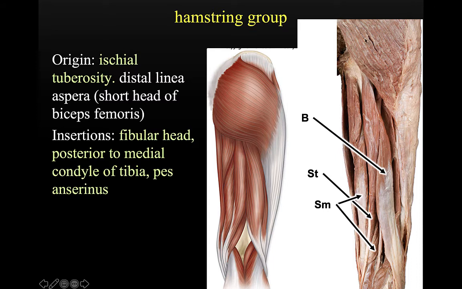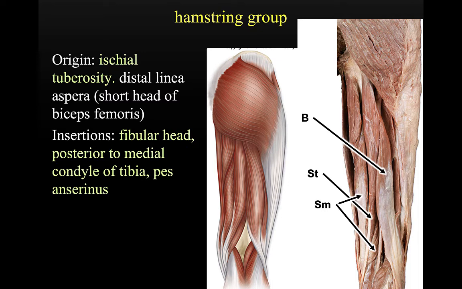Now, the ischial tuberosity is slightly underneath the gluteus maximus, so we can have a little bit of difficulty seeing that. Peel up the gluteus maximus, you can feel the ischial tuberosity and feel all these muscles coming from it. One of them, the short head of the biceps femoris, a 2-headed muscle, right, of the femur, is going to attach to the distal portion of the linea aspera.